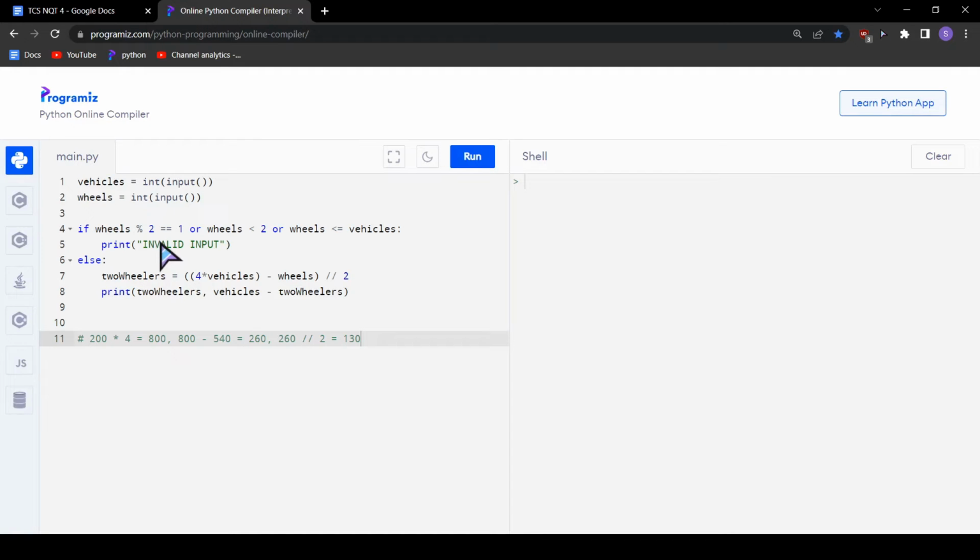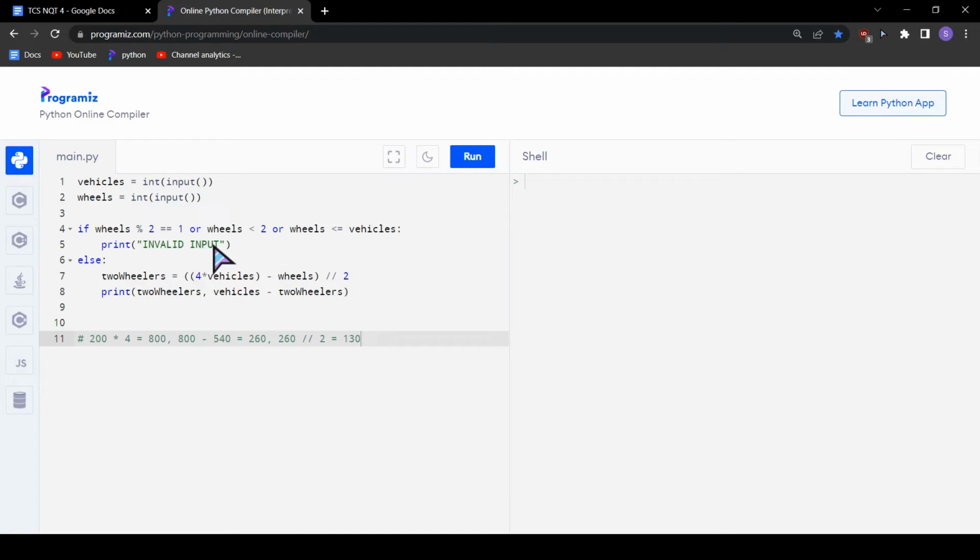So we will see if the number of wheels is odd. How do we check it? If wheels mod 2 is equal to 1, like if it were 7, then 7 modulo 2 would be 1, because modulo means remainder. When we divide 7 by 2, the remainder is 1. So if the remainder is 1, it means the number is odd, and if the number is odd, it is an invalid case. So we will print invalid input.